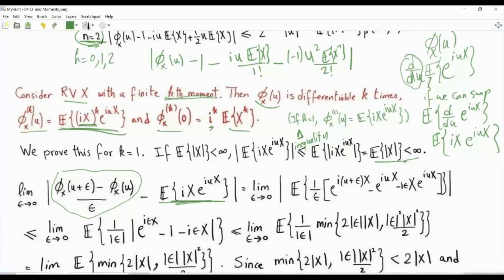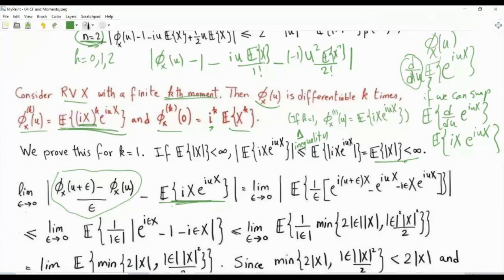This is what you get if you are allowed to do things non-rigorously and you interchange differentiation and expectation. So what we will do is investigate the magnitude of the difference between this and that, and we will take the limit as epsilon goes to 0.